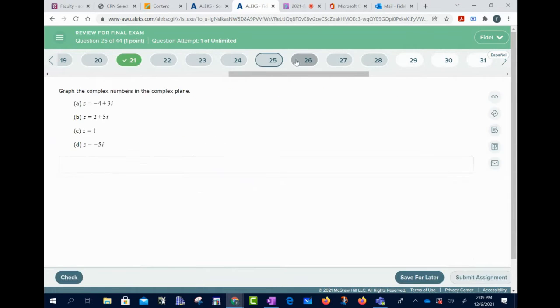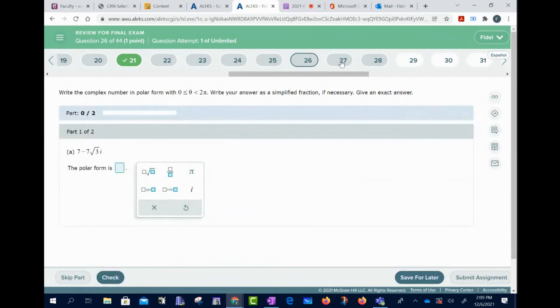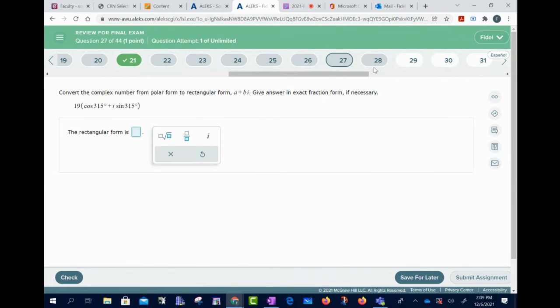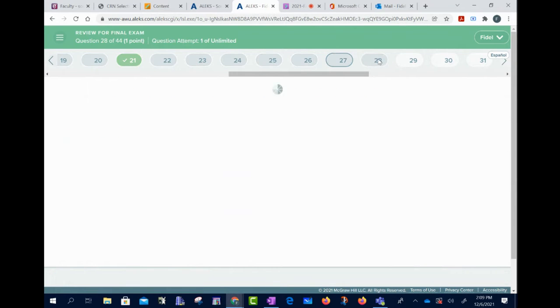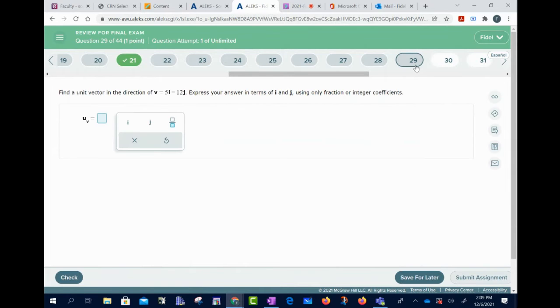Okay. And then this is where we were right now. How do we multiply? Okay, so now let's take a look at number 29. All right, how do we find the unit vector? Anybody want us to go through it?